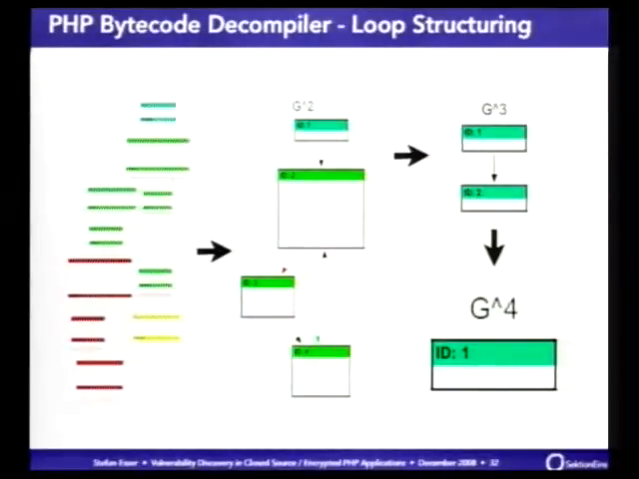And you do the same again. You end up with G3, and you do the same again, and you end up with G4. And this is very good because it's a single node, which means the graph is reducible. This means you can create a very good decompilation from it.